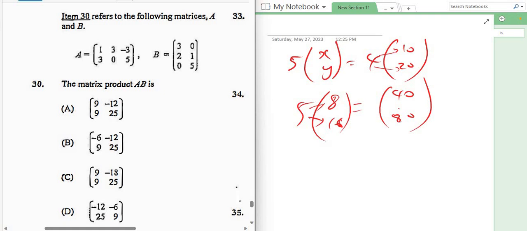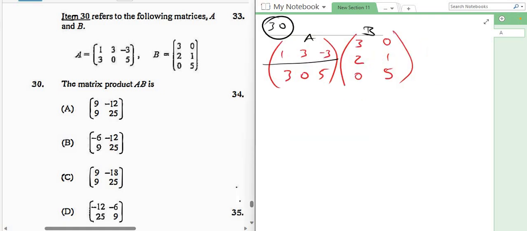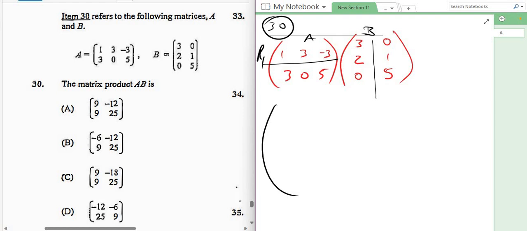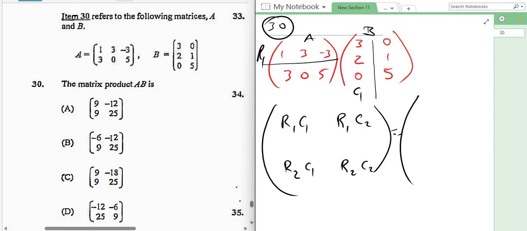Alright, 30. What's 30? So we split the first matrix in rows and the next one in columns. One row by one column gives us one entry, right? So now we're looking at row 1 times column 1. Row 1, column 1. Row 1, column 2. Row 2, column 1. Row 2, column 2. Make sense? Okay, so let's go. We're in row 1, so row 1 times column 1. It's 1 times 3. And what's 1 times 3?